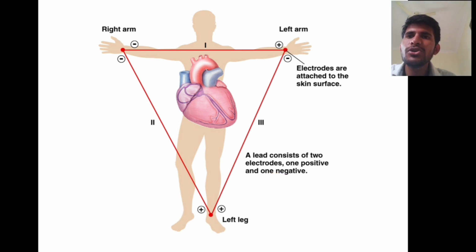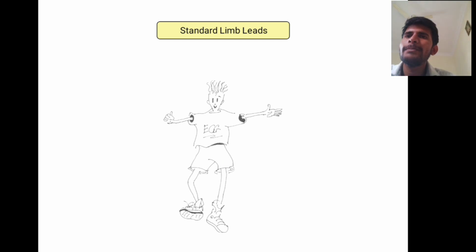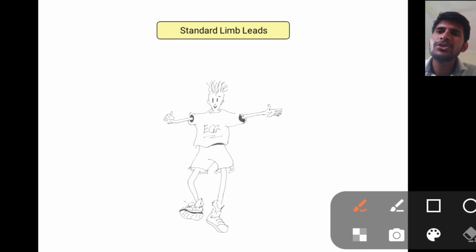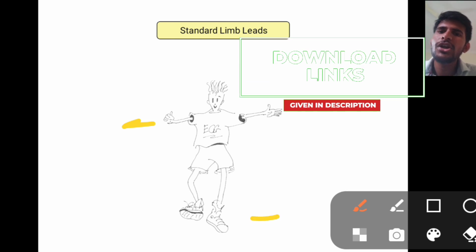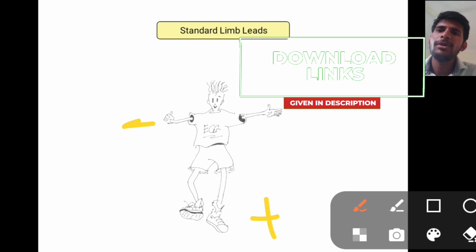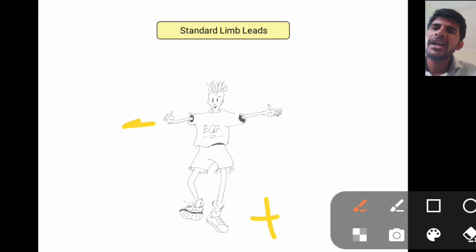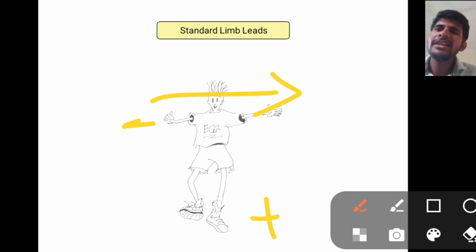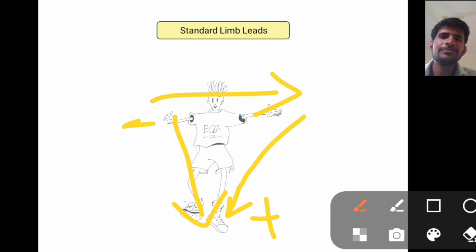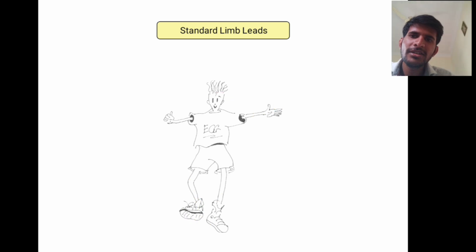Electrodes are attached to the skin surface. The leads consist of two electrodes, one positive and one negative. Now let me show. This is the right arm. The right arm is always negative and the left leg is always positive, and this is variable. Lead 1 goes from right arm to the left arm, and lead 2 goes from right arm to the left leg, and lead 3 goes from the left arm to the left leg. Understand? You will understand now.